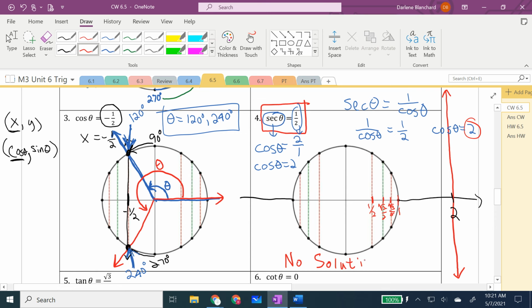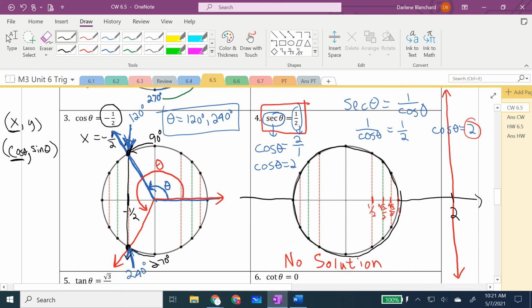We are getting no solution. Correct? Does everyone see that? If it doesn't intersect the actual circle itself, we will get no solution.